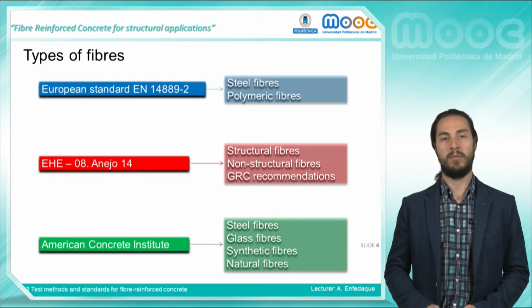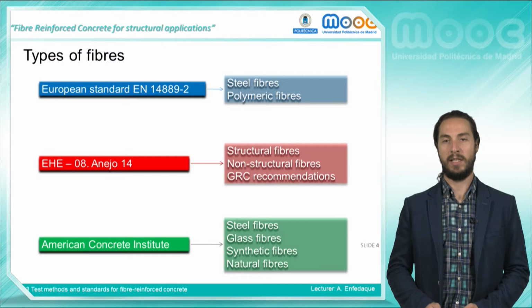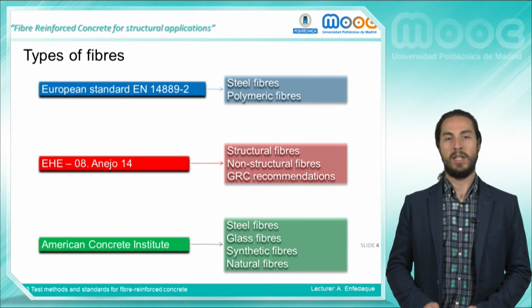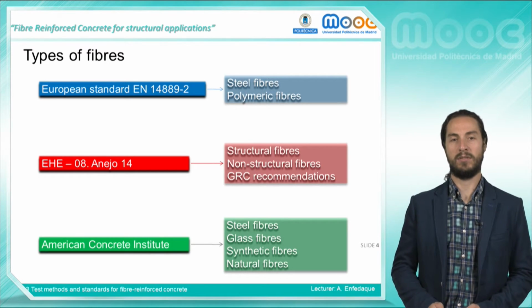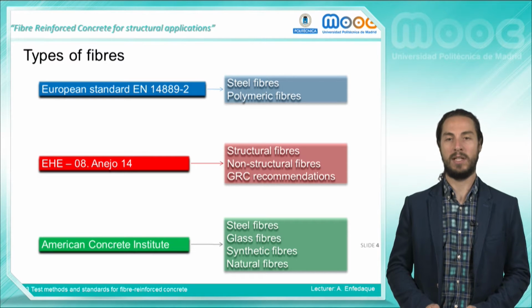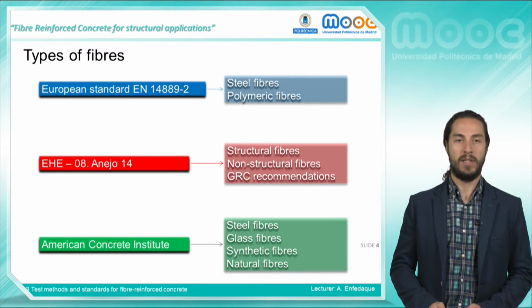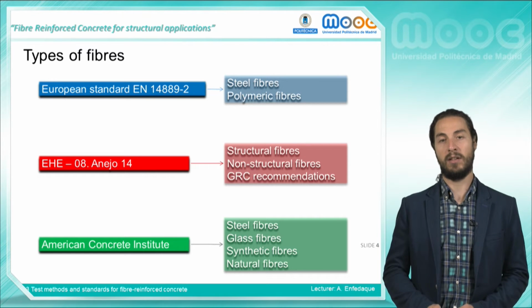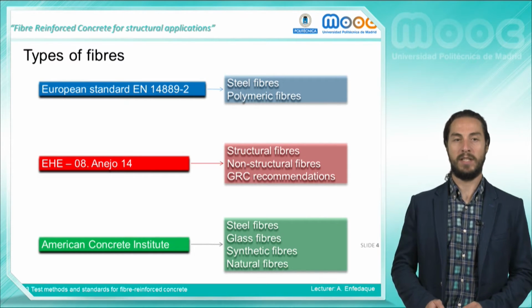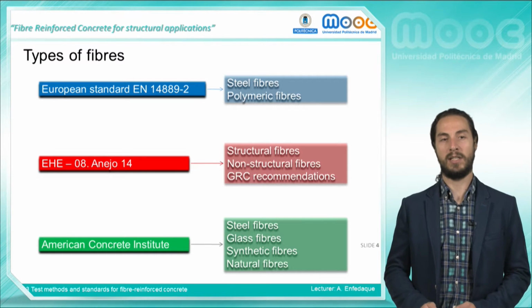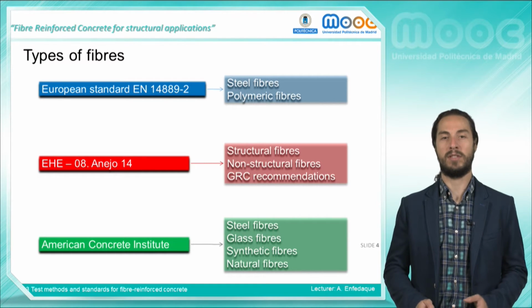First of all, the European standard EN 14889. This regulation considers two types of fibers, steel fibers and polymeric fibers. Secondly, the Spanish code for structural concrete, which is commonly known as EHE 08. This code does not take into account the material of the fibers, but whether the fibers are structural or not. In addition, it establishes some advice related to the use of glass fiber reinforced cement.